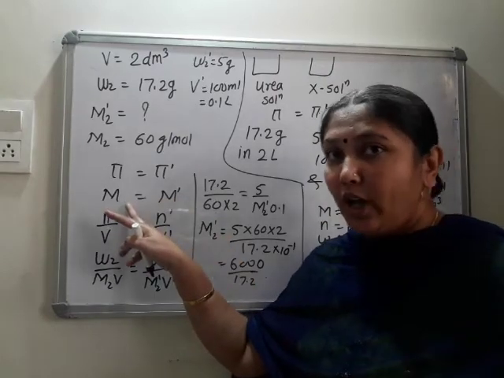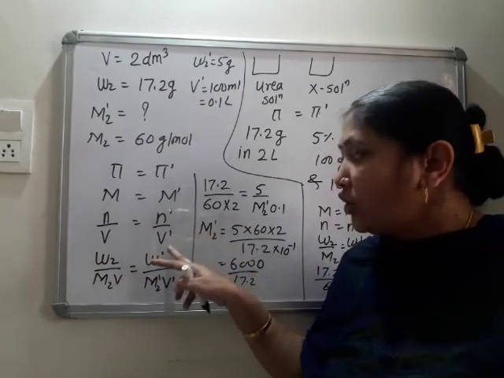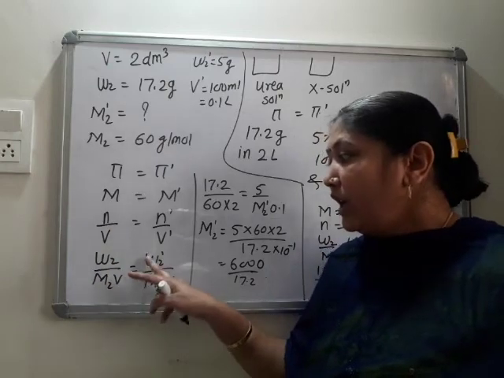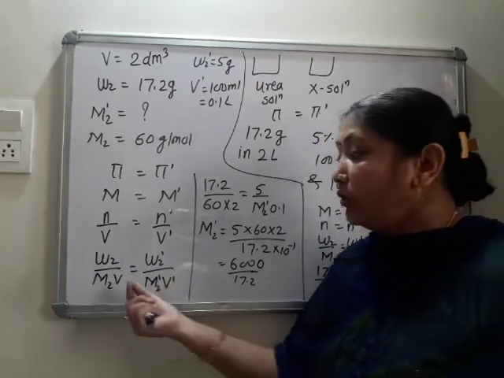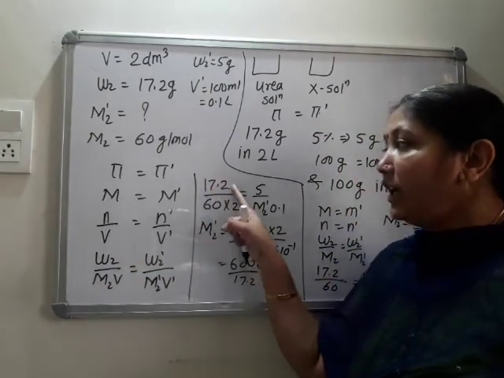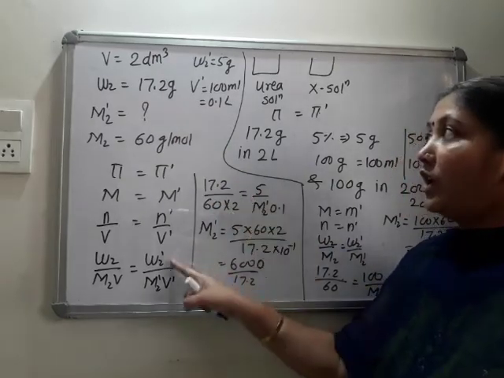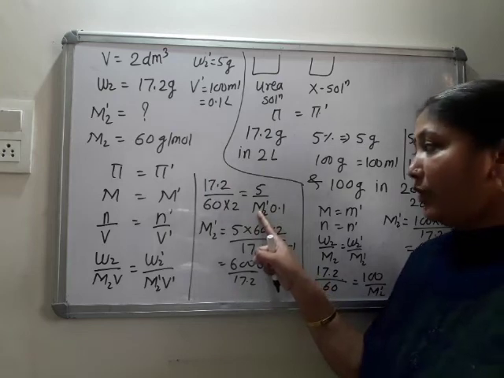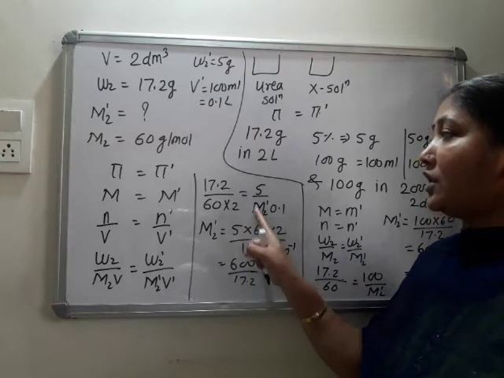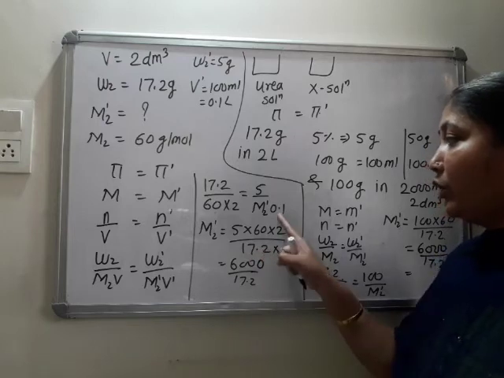What is m? Molarity, number of moles upon volume. N upon V is equal to N dash upon V dash. What is N? Given weight upon molecular weight, into volume. Here volume is not identical. So W2 is 17.2, M2 is 60, volume 2 liter, is equal to W2 dash 5, M2 dash we have to find, into 0.1. So cross multiply. M2 dash is equal to 5 into 60 into 2 upon 17.2 into 0.1.